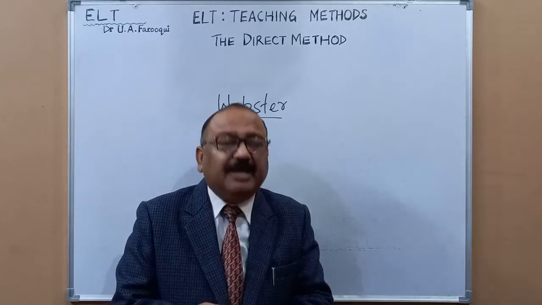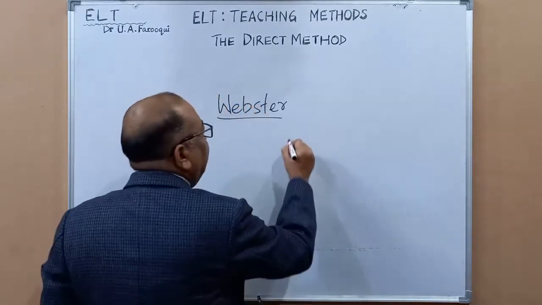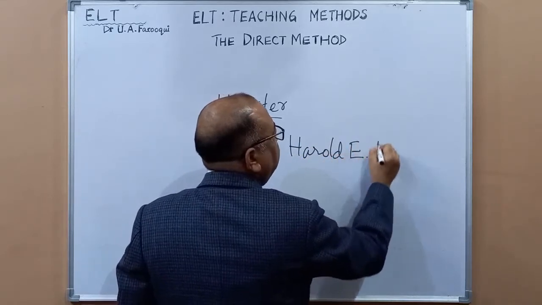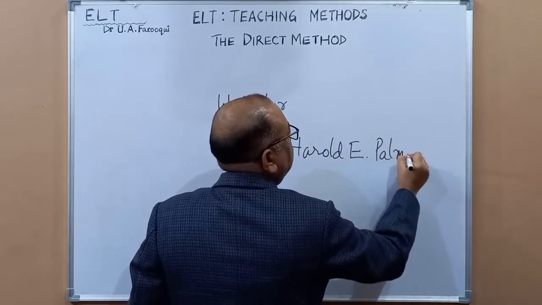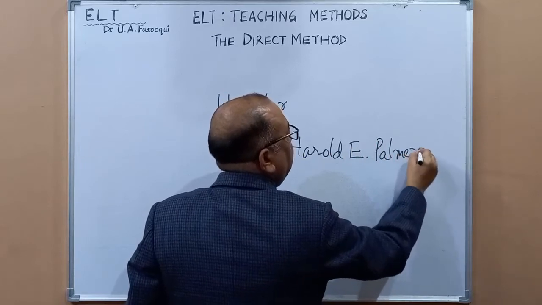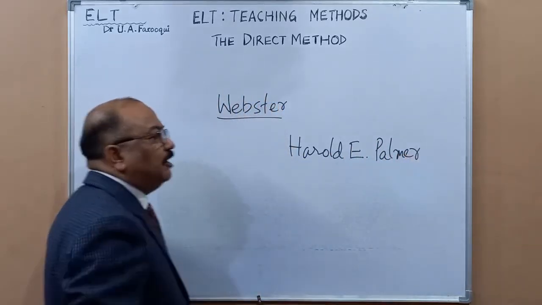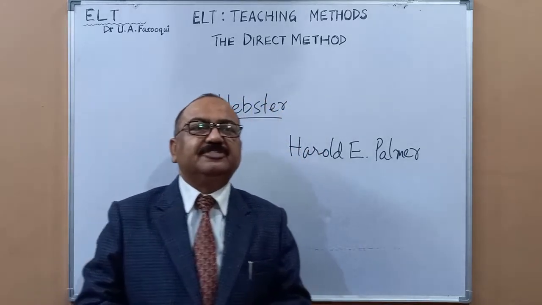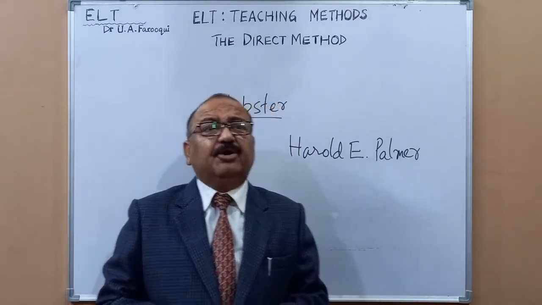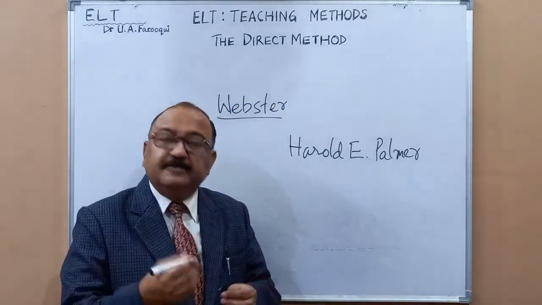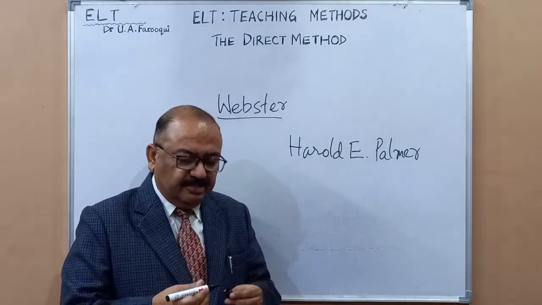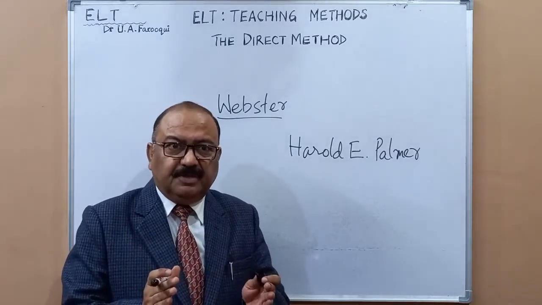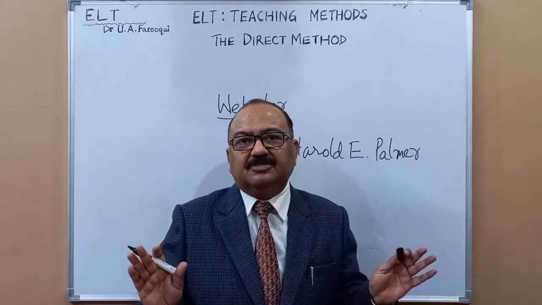Now here, I'm reminded of Harold E. Palmer. Harold E. Palmer is a very popular name in linguistics, a great linguist, I must say. According to him, the direct method has some important features, and the first feature, if I talk about, is that translation in every shape is banished from the classroom.